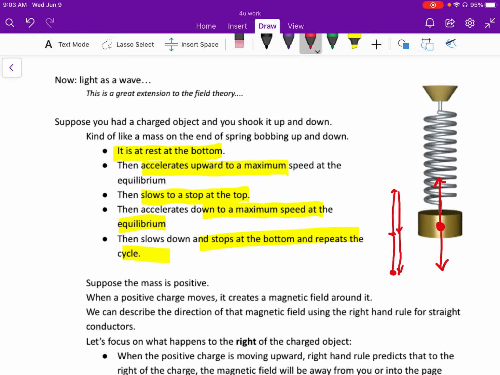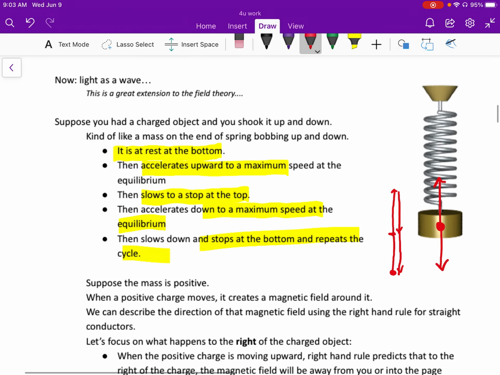So as this mass wobbles up and down over and over again, in simple harmonic motion, we know that the speed basically follows a sine curve. If we start tracking it when it's at the bottom, it starts off not moving, accelerates to that equilibrium position, then keeps going upward but slows down, then turns around and accelerates, then slows down and stops, then turns around, accelerates, slows down and stops. So it's got this repetitive speeding up, slowing down, turning around thing going on.